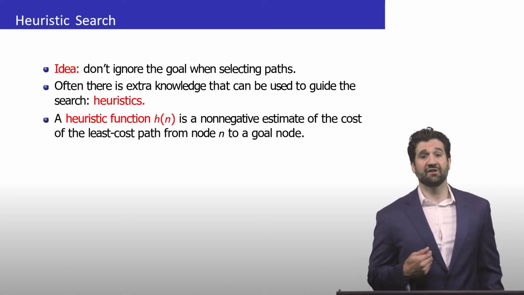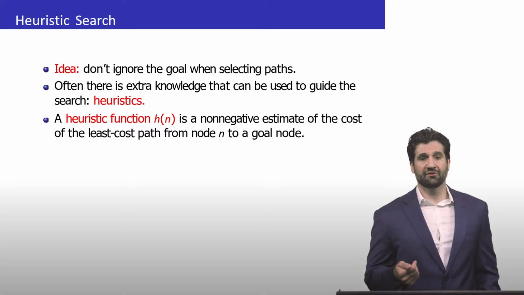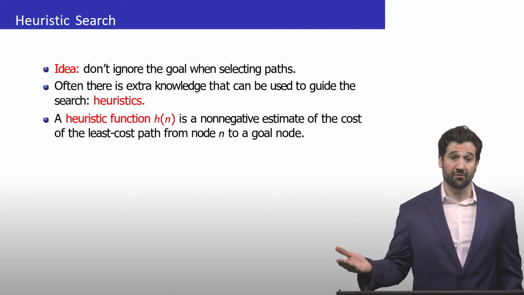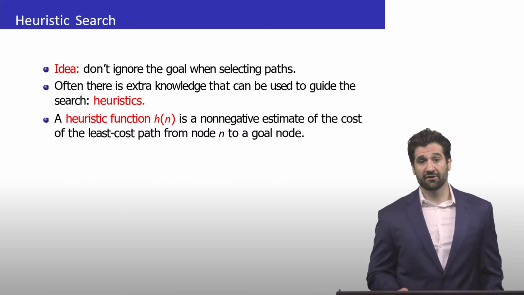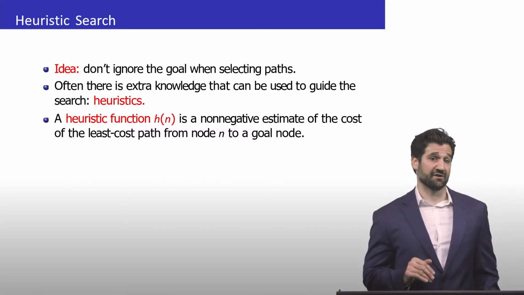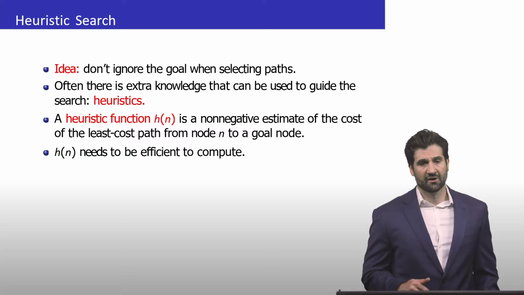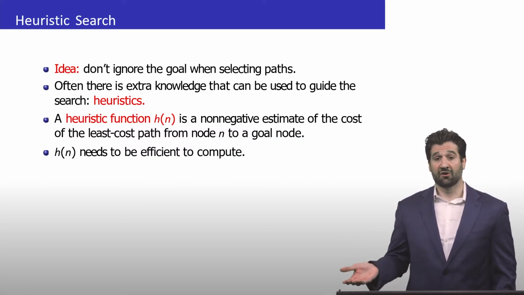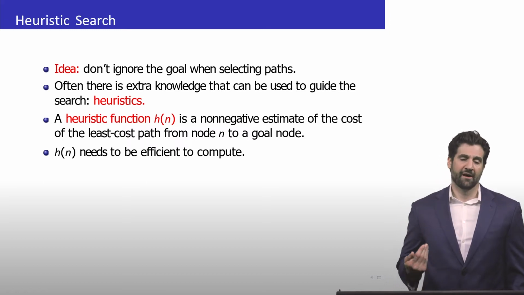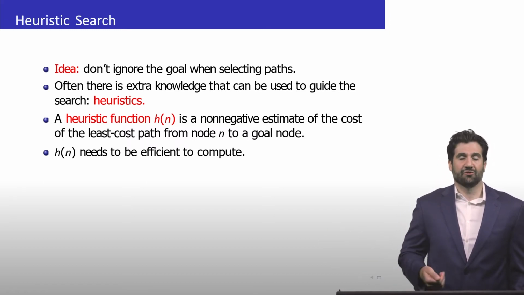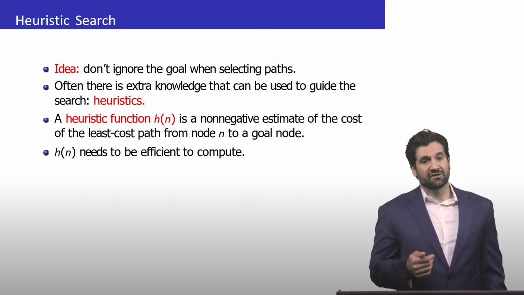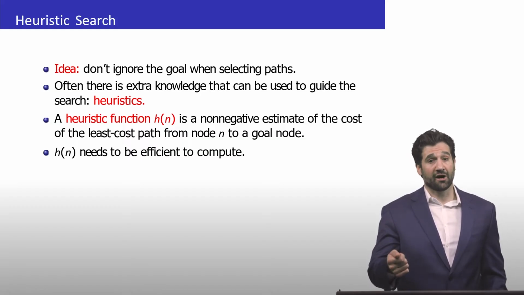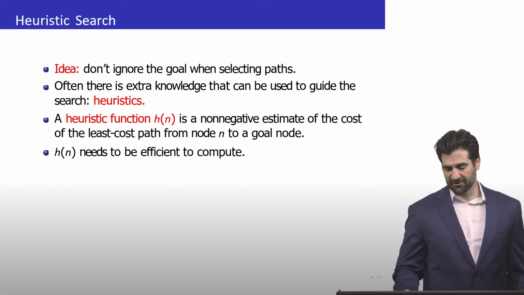So the heuristic function is a non-negative estimate of the cost of the least cost path from a given node to the goal. And we'll make this a little concrete in a moment, but basically it's an underestimate is the key thing. Of course, we want to make this efficient to compute. You could have a heuristic function that gives you the exact cost of a node to a goal. However, that would be the same as just doing something like breadth-first search. H of n needs to be efficient to compute. So we're sacrificing having an exact value of that cost for computational efficiency.